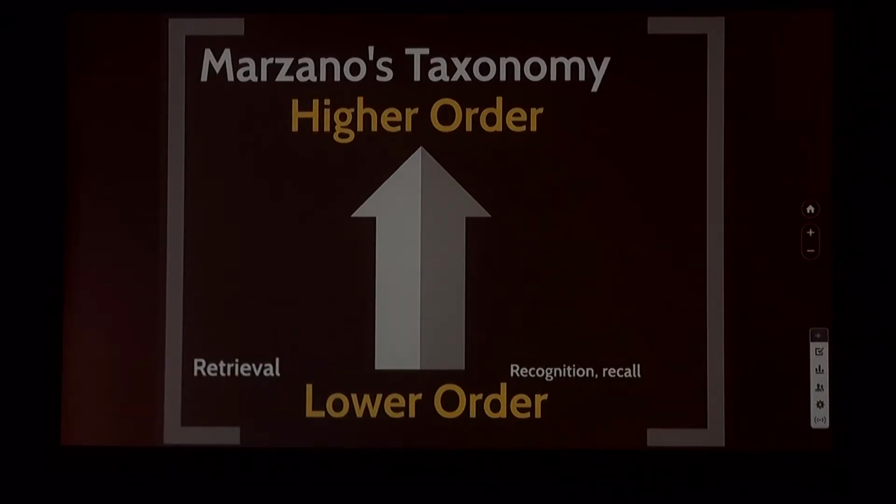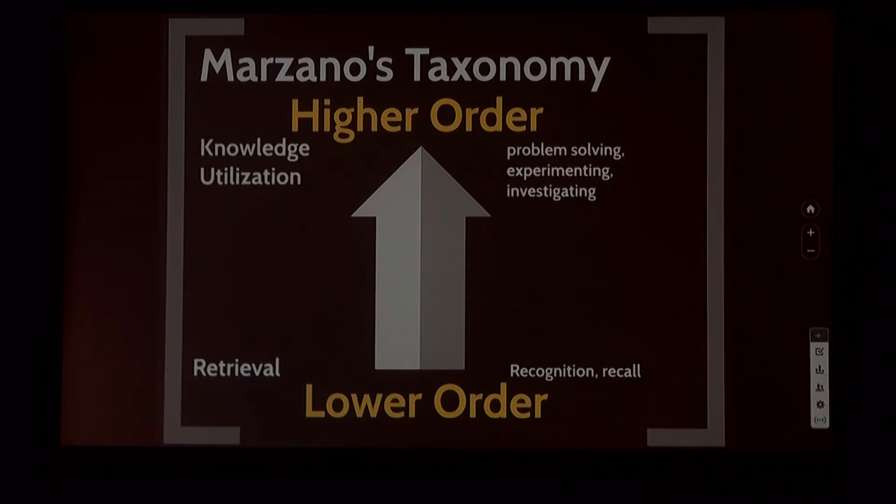So Marzano has created a taxonomy that goes from lower order to higher order, where the lowest order is retrieval, which is recognition and recall. That corresponds pretty well to the bottom end of the Bloom's pyramid. And then the highest order is knowledge utilization: problem solving, experiment, investigating. So in my mind, when we think about economics, this is like what we ask a PhD student to do, right? You fill them with all this economic material, and then they reach out into the world and find some new place to apply it, investigate, research, experiment, and bring new stuff to the table.